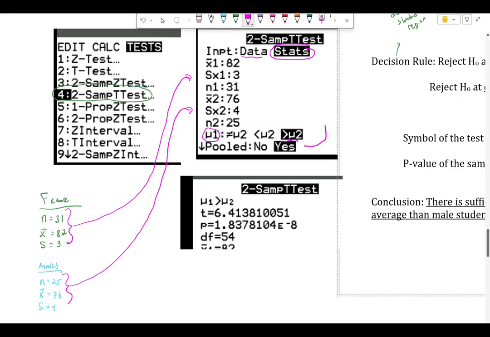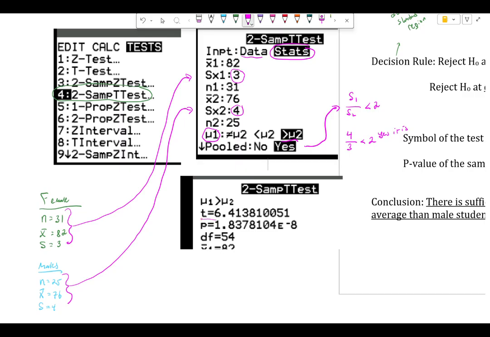Again, to do the pooled test, we need to check: is S1 divided by S2 less than 2? And we're generally going to put the larger standard deviation on top anyway. So for this one, it doesn't really matter which is 1 and which is 2. I'm going to put the larger one on top. Is 4 over 3 less than 2? Yes, it is. So therefore, this is going to be a pooled standard error. So just select yes for standard error to be pooled.